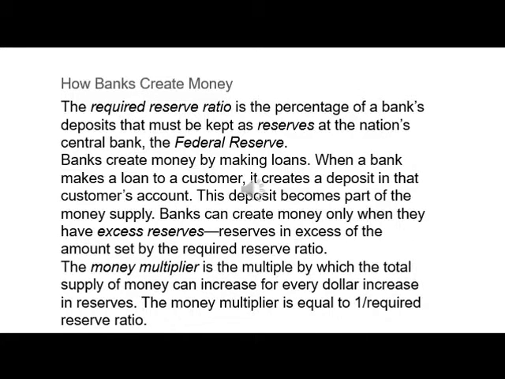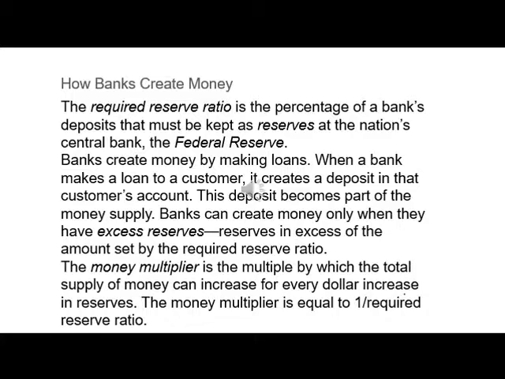How banks create money. The required reserve ratio is the percentage of a bank's deposits that must be kept as reserves at the nation's central bank, the Federal Reserve. Banks create money by making loans. When a bank makes a loan to a customer, it creates a deposit in that customer's account. This deposit becomes part of the money supply.